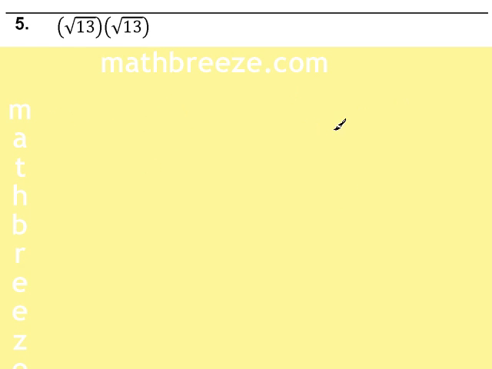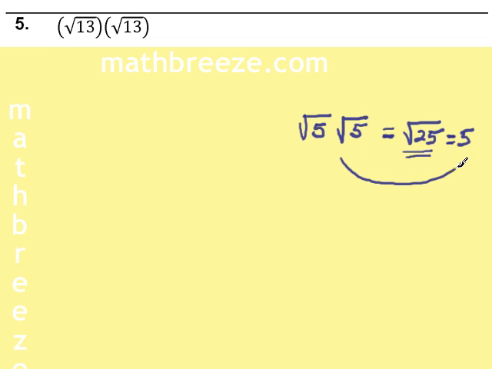Right, before we do number 5, let's do the square root of 5 times the square root of 5. Let's look at this example. If we multiply underneath the square root, we have square root 25, and the square root of 25 is equal to 5. Now, we could have skipped this intermediate step and gone straight to 5. All right, that's the meaning of the square root. When you multiply a square root by itself, you get the number on the inside.